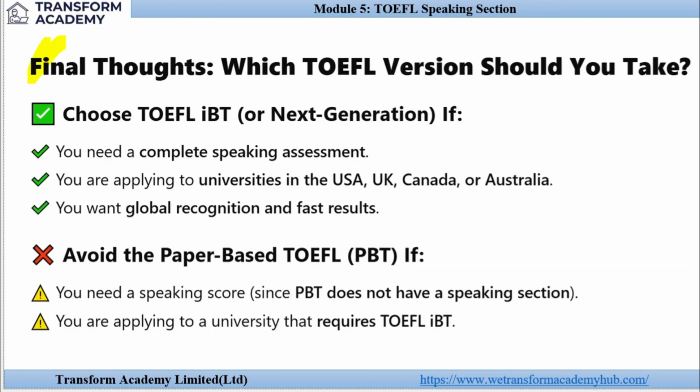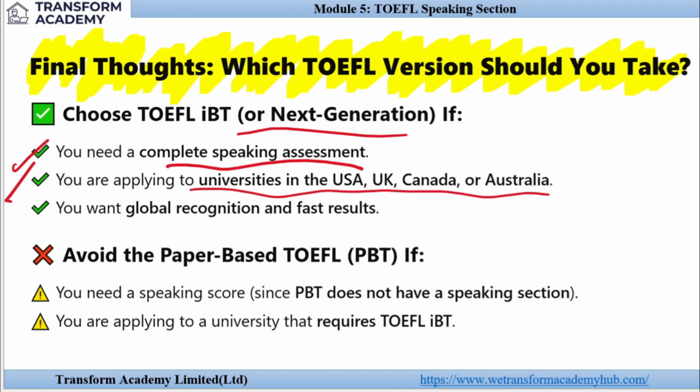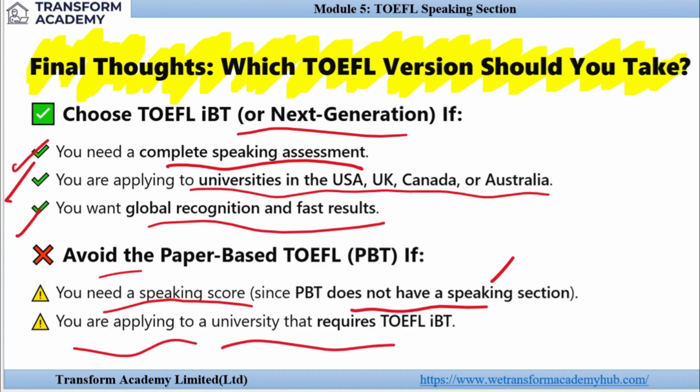Now, final thoughts on which TOEFL version you should take. Choose computer based iBT or the next generation if you need a computer speaking assessment, you are applying to universities in the US, UK, Canada, or Australia, or you want global recognition and fast results. Avoid the paper based TOEFL PBT if you need a speaking score, since PBT does not have a speaking section, or if you are applying to a university that requires TOEFL iBT.